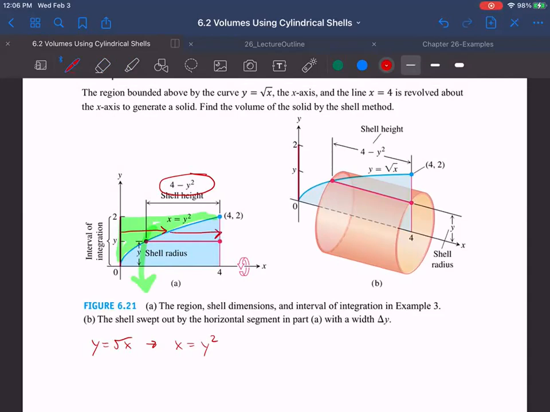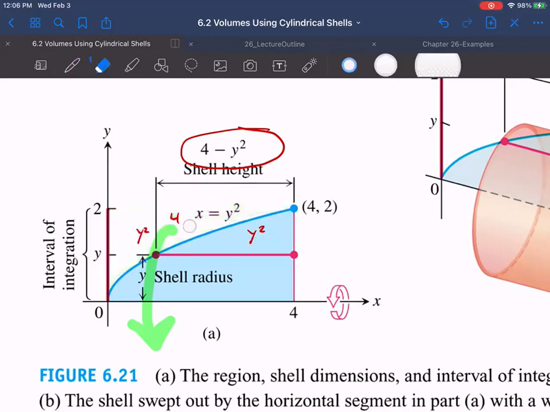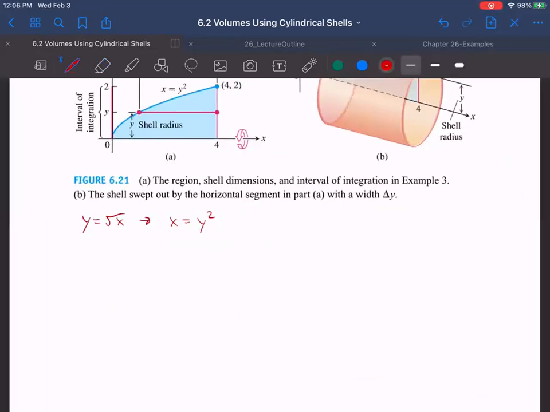And so we know that this whole length is 4, right? I'll zoom in on that. That whole length is 4. This length right here is y squared. So this has to be 4 minus y squared, right? That's 4. That's y squared. You see that now? Make sense? So now that's why it's 4 minus y squared, okay? So that's what our height is, 4 minus y squared.